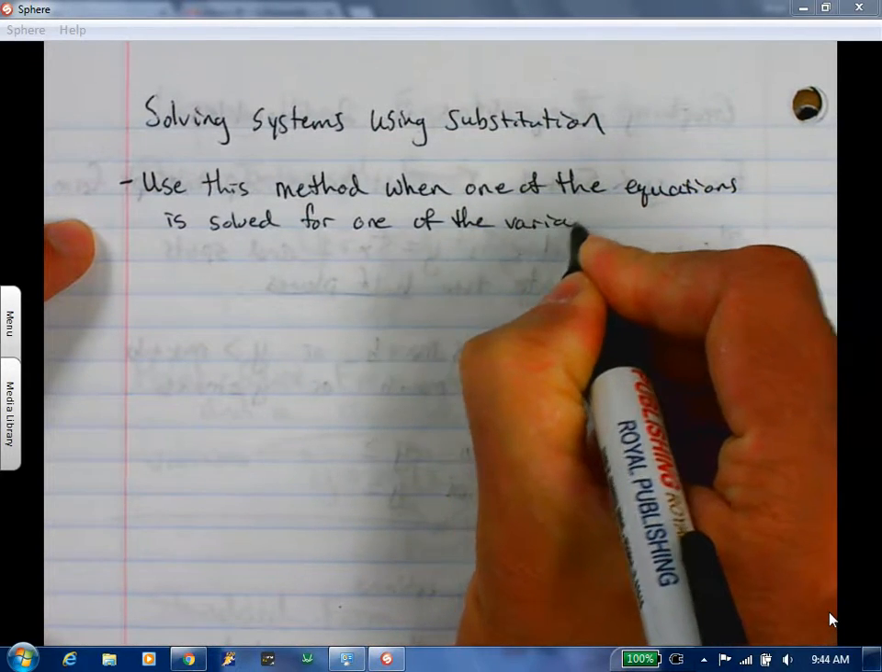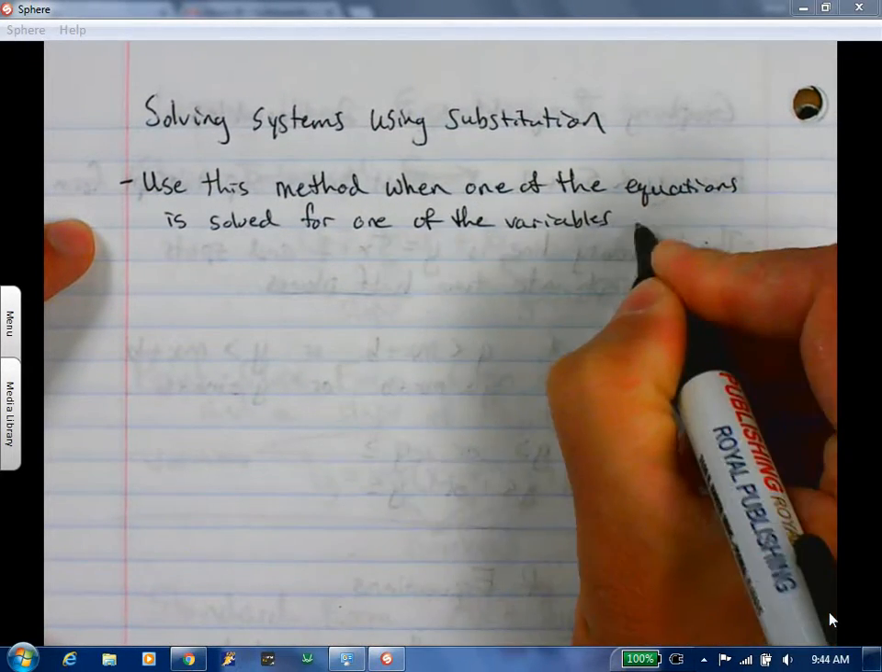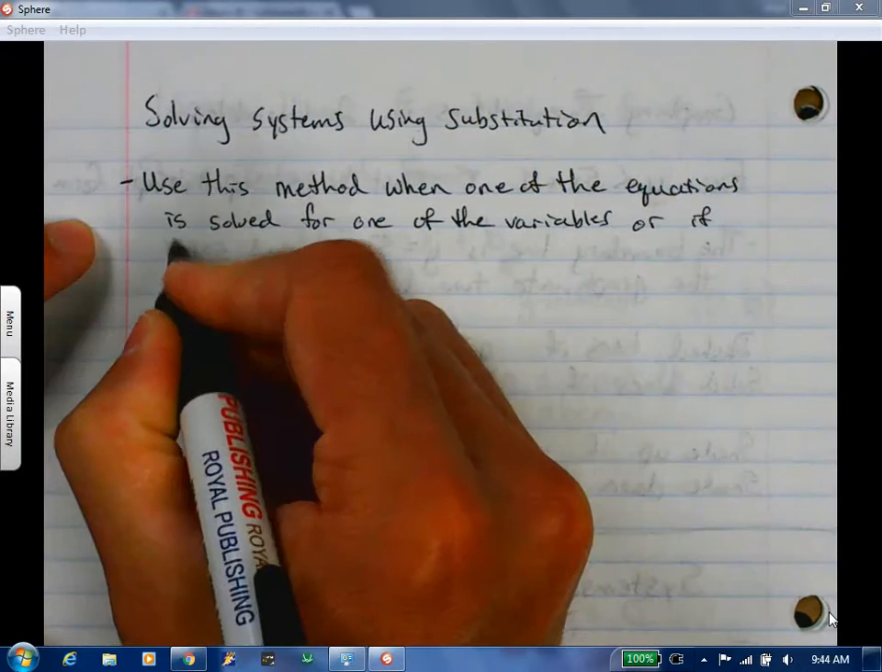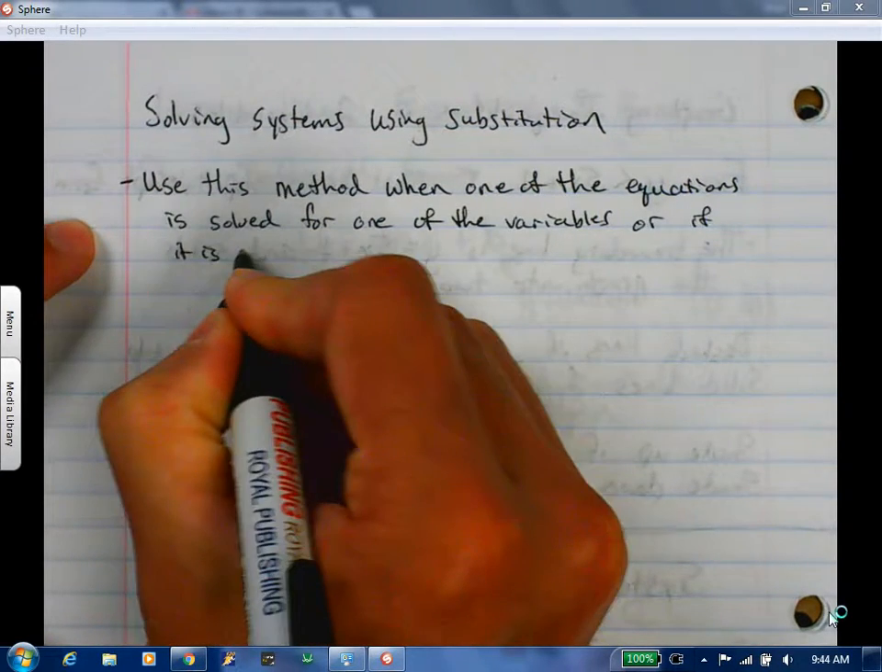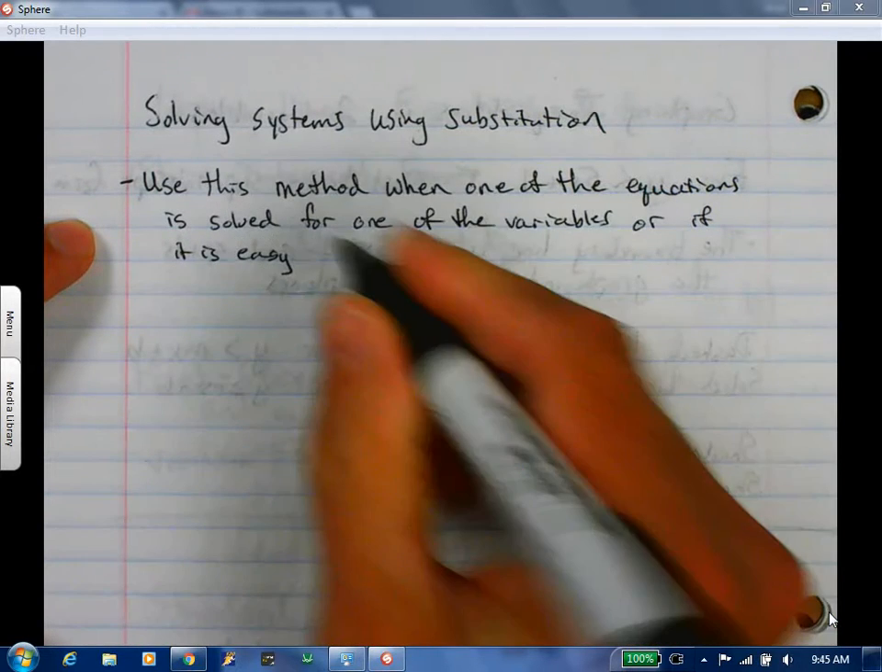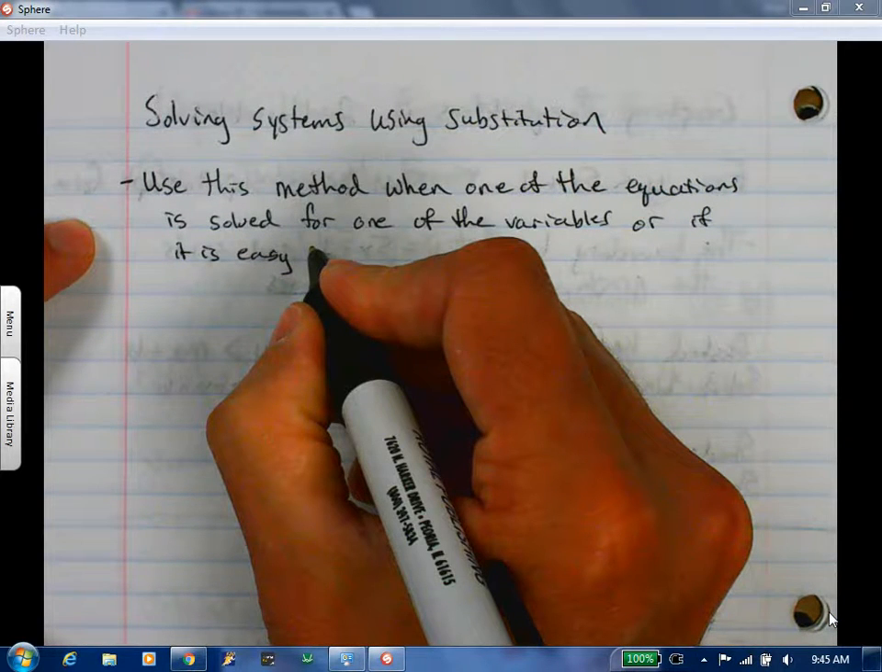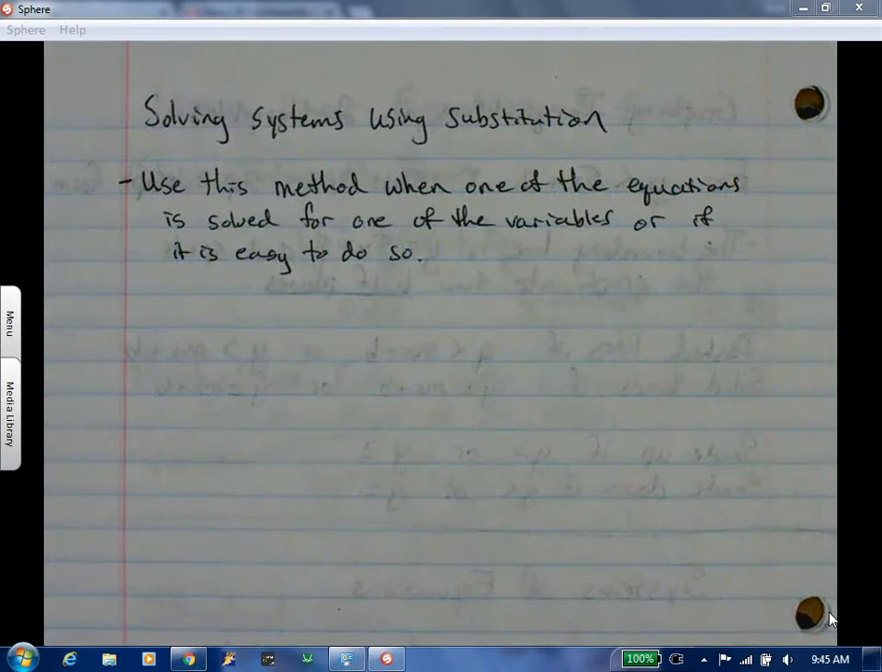And I'll give you some examples, show you what this means. So, substitution is going to be easy when one of the equations is solved for y, when you see y equals. It means the equation was solved for y. That's a good and easy one to do.